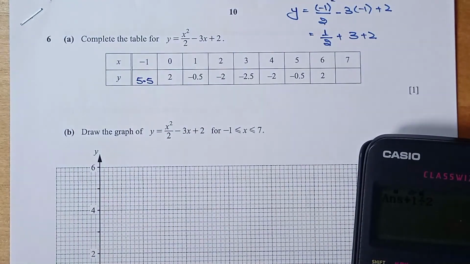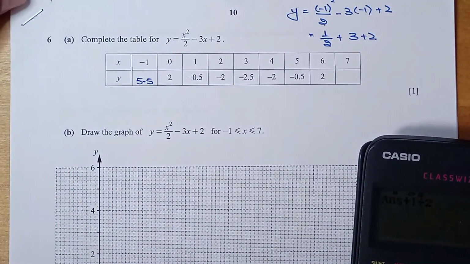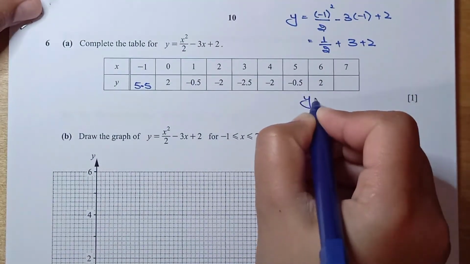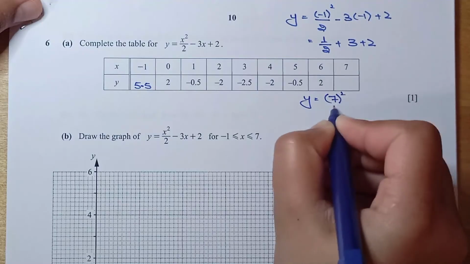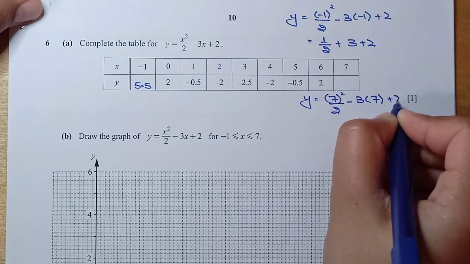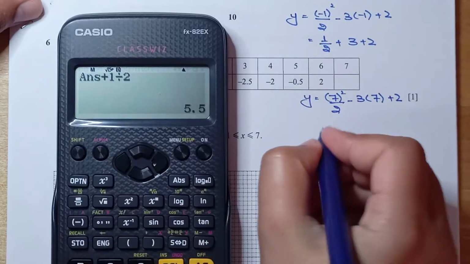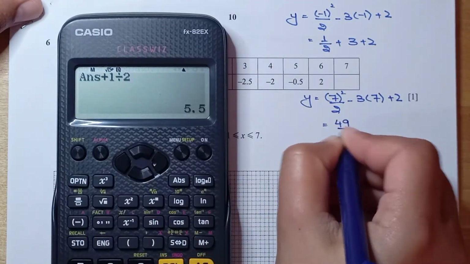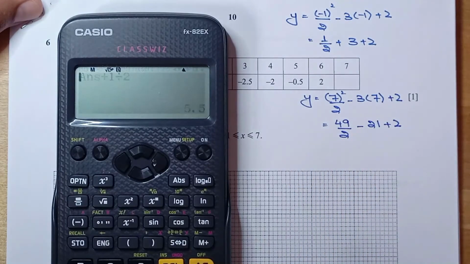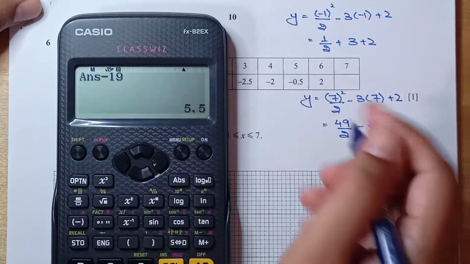Okay. Now let me solve for the second value when x equals 7. So y equals 7 squared divided by 2 minus 3 times 7 and then plus 2. Okay, so we have 49 divided by 2, 3 times 7 is minus 21 and plus 2. So minus 21 plus 2 is minus 19. So 49 divided by 2 and minus 19 is 5.5 again.